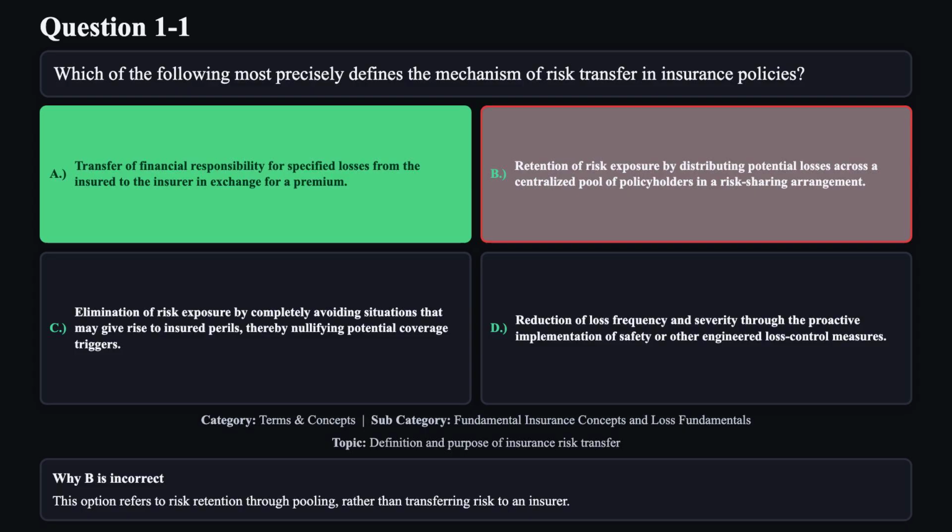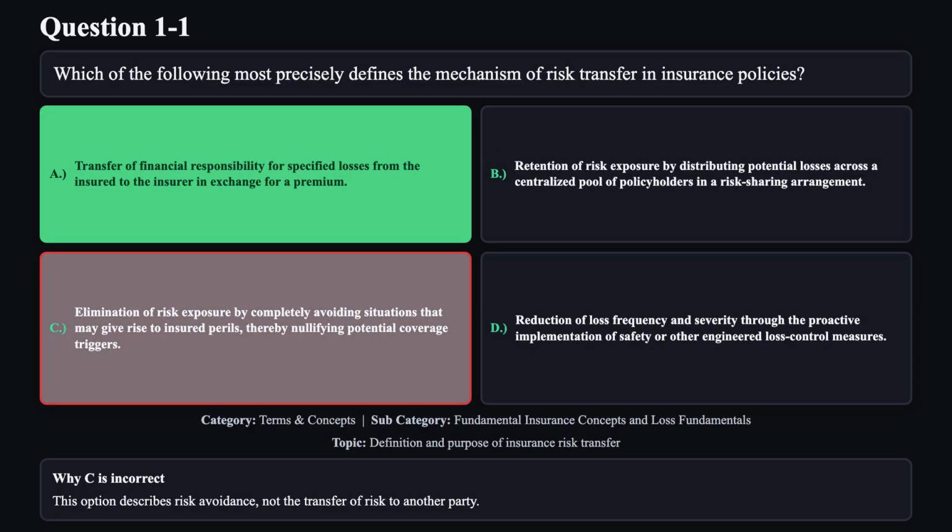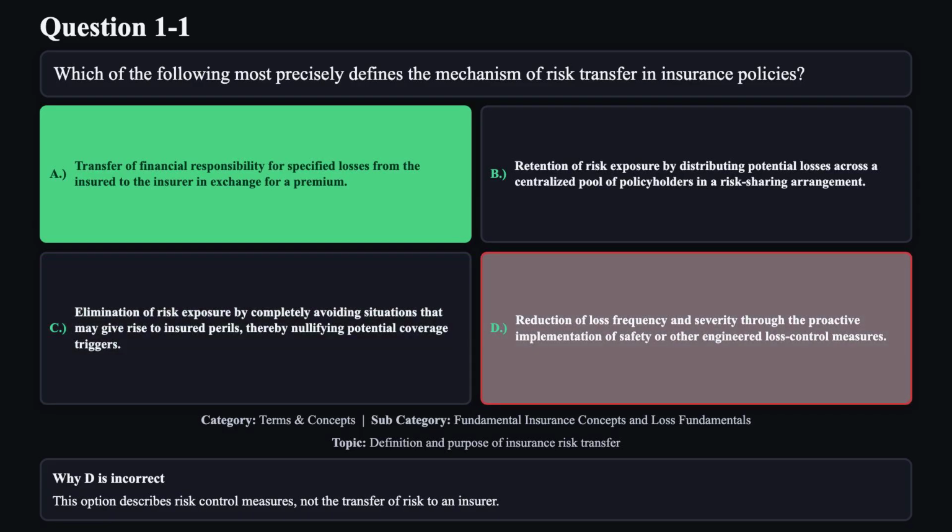This option refers to risk retention through pooling rather than transferring risk to an insurer. Reason C is not correct. This option describes risk avoidance, not the transfer of risk to another party. Reason D is not correct. This option describes risk control measures, not the transfer of risk to an insurer.